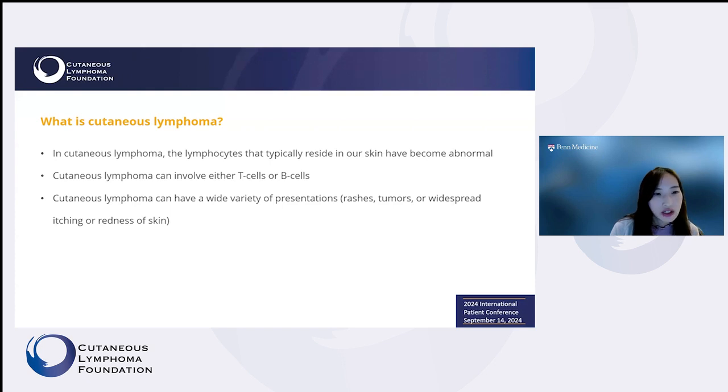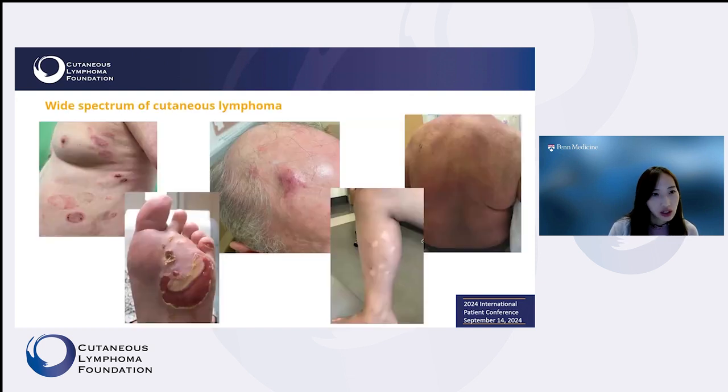So in cutaneous lymphoma, the lymphocytes that typically reside on our skin have become abnormal. And cutaneous lymphoma can involve either T cells or B cells. And cutaneous lymphoma can actually have a very wide variety of presentations and can look like rashes, tumors, and you can just have widespread itching or just redness of your skin. So this is just to show you the wide spectrum of cutaneous lymphoma.